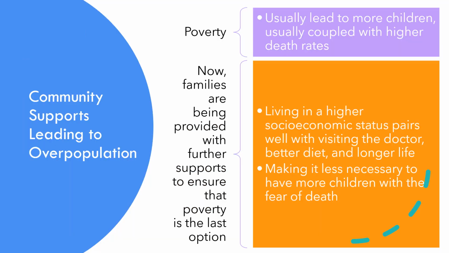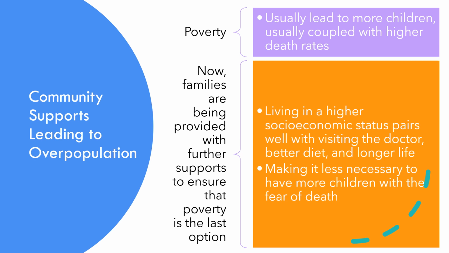So community supports, or I should say lack of supports, leading to overpopulation. Poverty. It is just a data-driven result that those who tend to fall below our poverty line tend to reproduce and have more children than those above the poverty line. And this is usually coupled with higher death rates, because if you're not able to afford proper health care or proper foods, you are then forcing unhealthy choices and possible diseases that do cause death at a much younger age than typical.